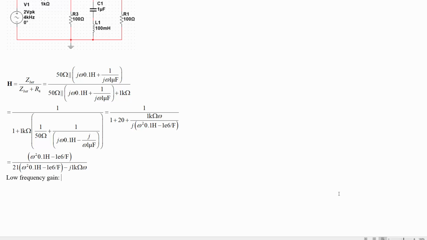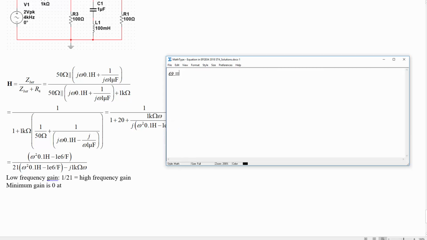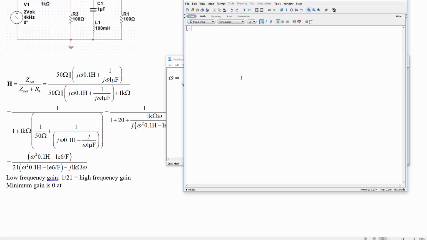Low frequency gain, 1/21, equals high frequency gain. Minimum gain is 0 at omega equals 1/√LC. Well, this is actually the same inductor and capacitor that we've been using for a while, so we could substitute in the numbers again, and they should look kind of familiar.